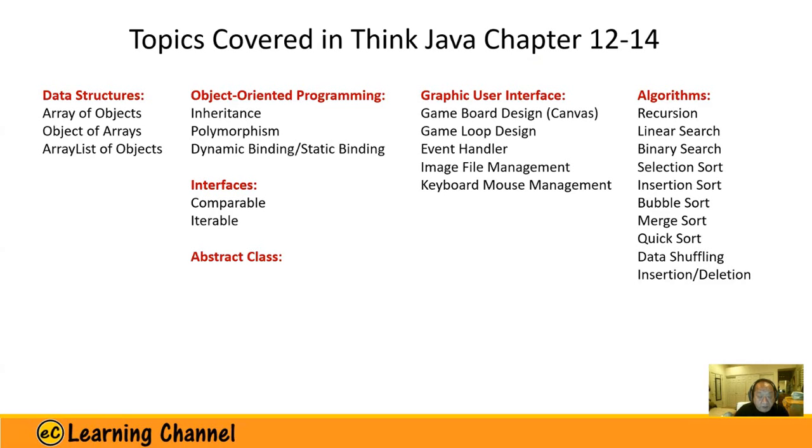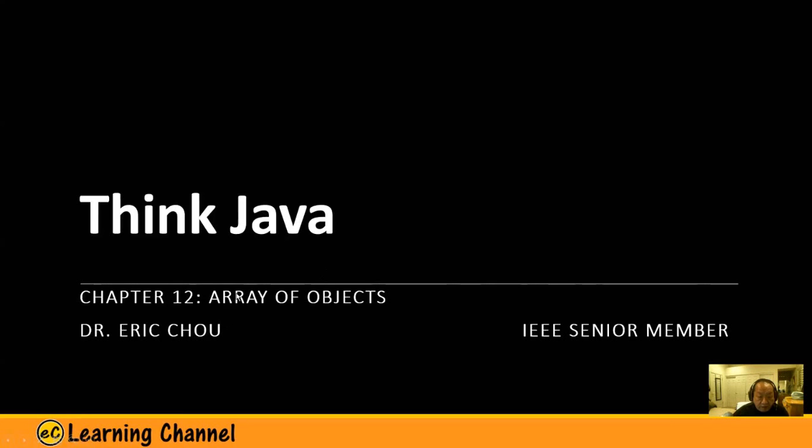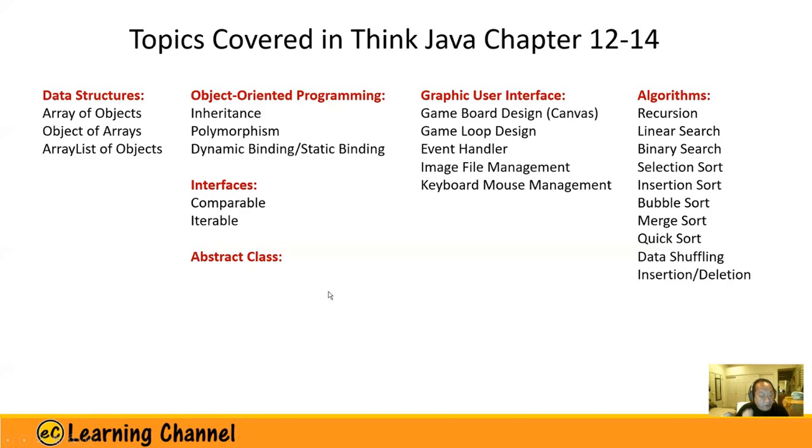It's an array of objects. We talk about arrays of objects. So first, we have a single object and many objects, each created by a class. And now we're talking about an array of objects.